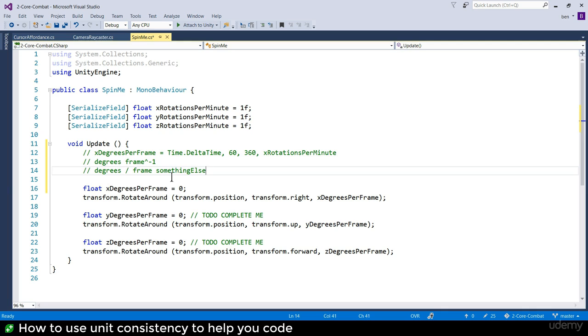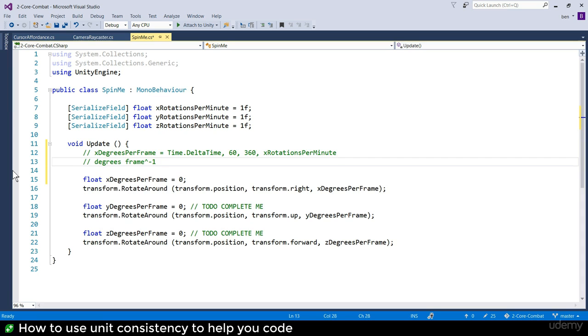Now, what do I mean here? If I say times something else, it's, oops, hang on, I'm in non-insert mode. If I now say times something else, suddenly got really confusing, right? Do I mean degrees per frame times something else, in which case the something else is on the top of the equation, or do I mean degrees divided by frames times something else, in which case something else suddenly is on the bottom of the equation. Very ambiguous, not very nice. The whole point of this technique I'm showing you is to avoid that ambiguity. So write degrees, frame to the -1, keep it all on the top of the equation.